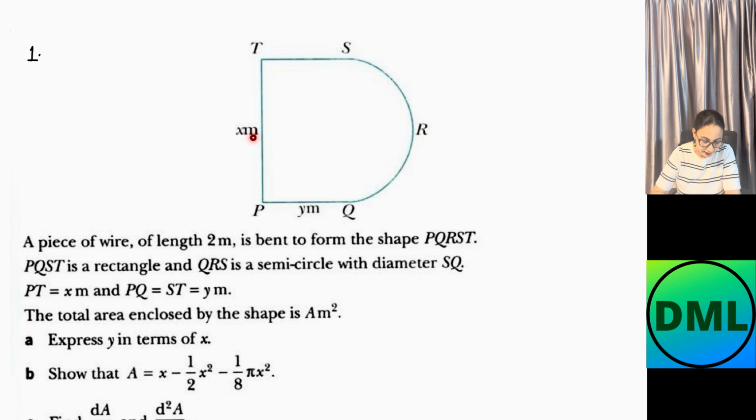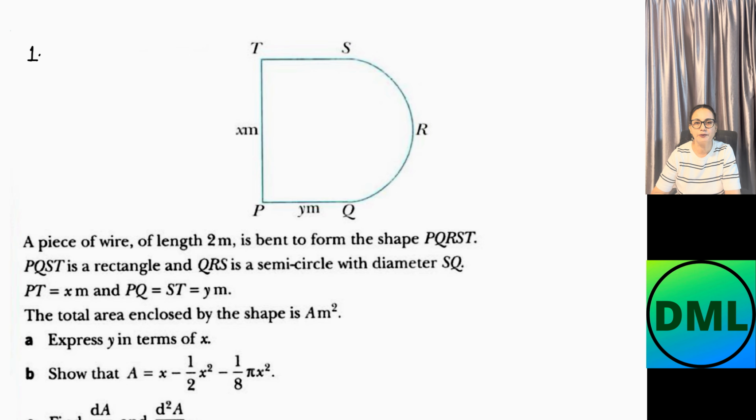PT is equal to X meters. This length is X meters. PQ is equal to ST, which is Y meters. That means the width of the rectangle is Y meters. The total area enclosed by the shape is A meters squared. Express Y in terms of X.